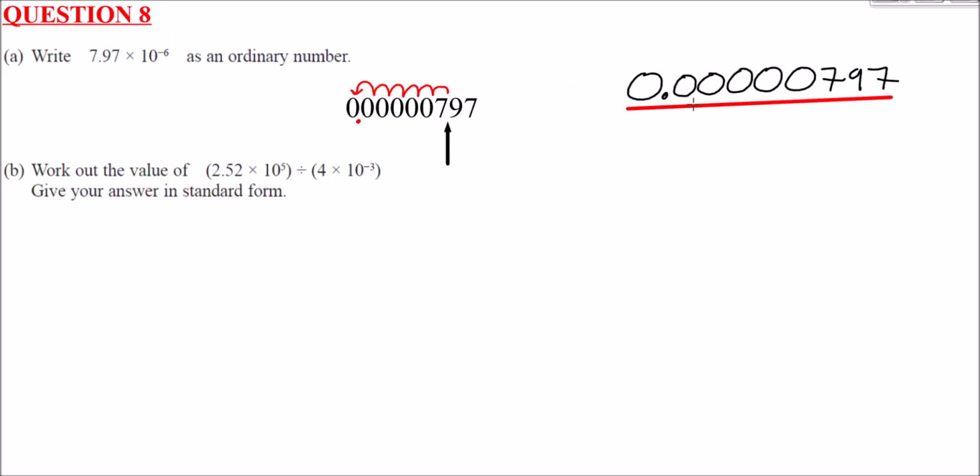Part B, unfortunately not quite as straightforward, but to be fair, not too bad as long as you just keep your head about it. So here, we've got one number divided by another. So what I'm going to suggest we do is take these numbers by numbers. We've got normal numbers, 2.52 and 4, then powers of 10. Importantly, we're doing one number here divided by another. So first of all, let's do 2.52 divided by 4.